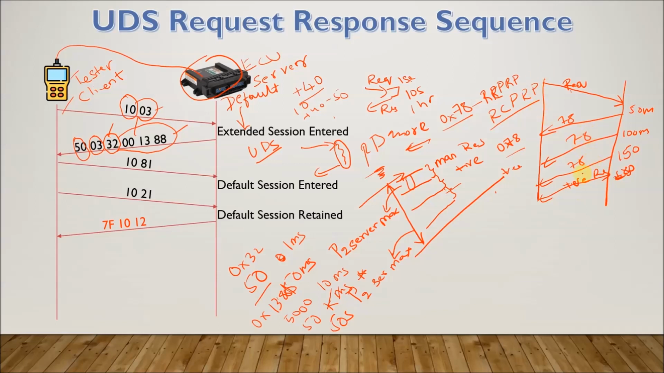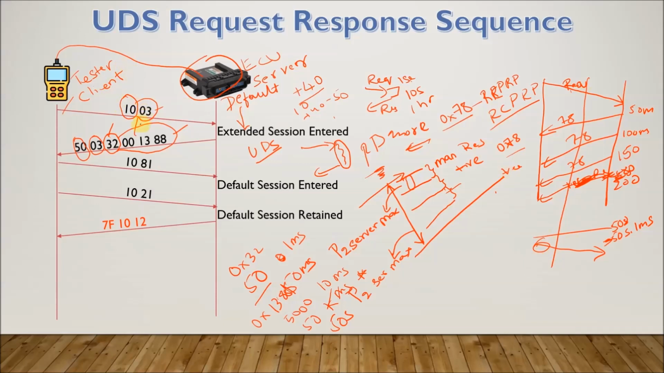In the other case, let's say this positive response is not there. A 200 was sent, and one more 78 and 50 seconds happened. So this is 50 seconds upon that 1 millisecond. In this case, P2 star server max is crossed. So the tester will assume no more request is there. It will try to send one more request, or it may not send one more request. So it will not wait for the response. It will consider the response has not come and it will move on. So that's the meaning of P2 server max, P2 star server max.